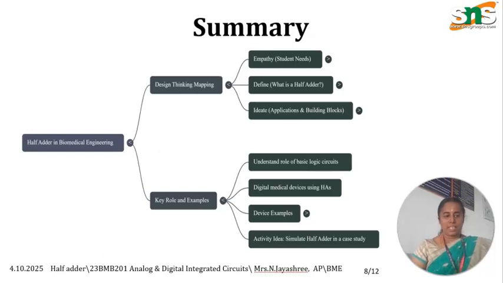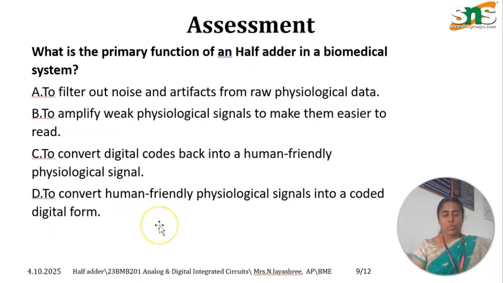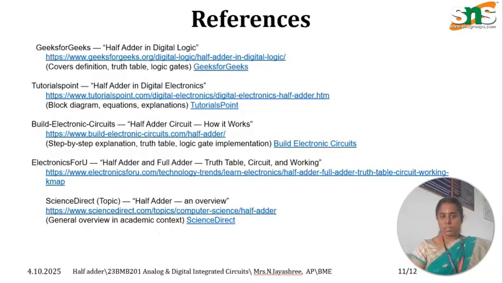Next one is the assessment. What is the primary function of a half adder in a biomedical system? These are the four choices. Out of these four choices, decide which is suitable and let me know. These are some references which I have included for your reference.